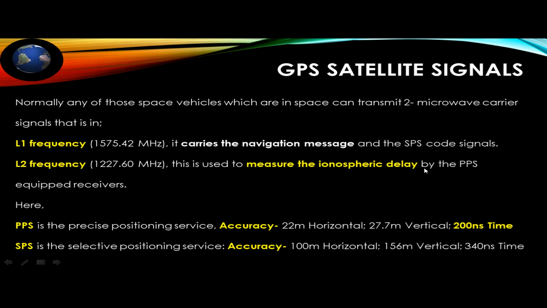And similarly the selective positioning services have an accuracy of generally 100 meter horizontal and 156 meter vertical, and 340 nanosecond time accuracy. So this signal is available for the general public.